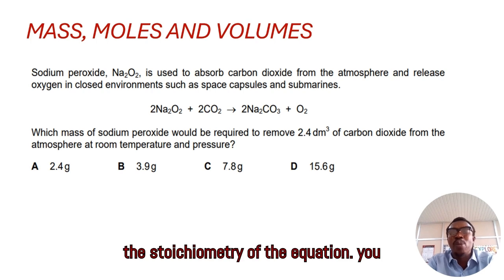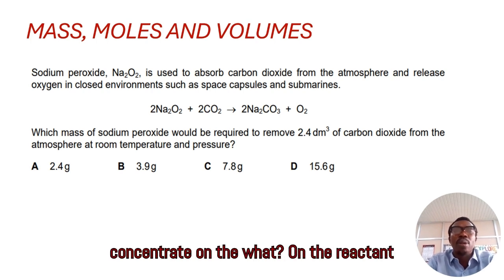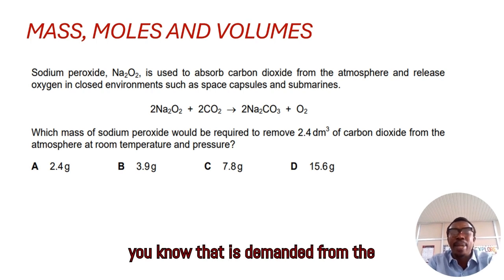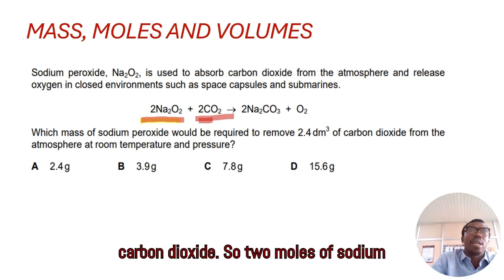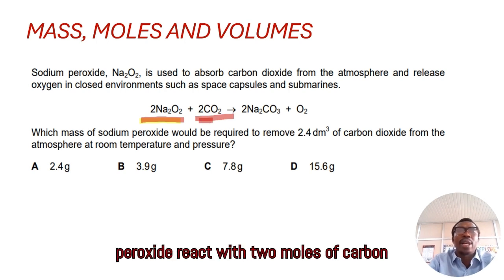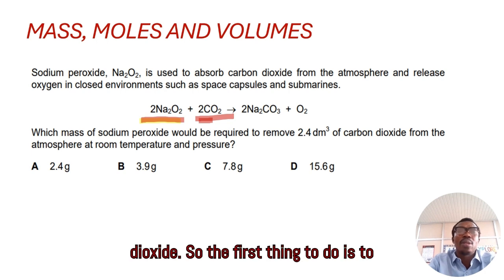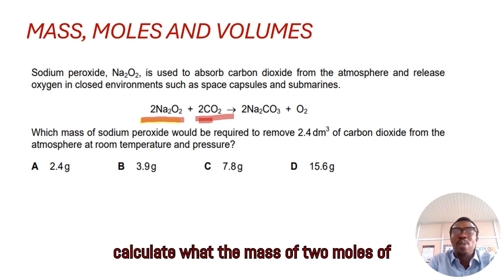You look at the stoichiometry of the equation and concentrate on the reactants demanded by the question. The reactants are sodium peroxide and carbon dioxide. So 2 moles of sodium peroxide react with 2 moles of carbon dioxide. The first thing to do is to calculate the mass of 2 moles of sodium peroxide.